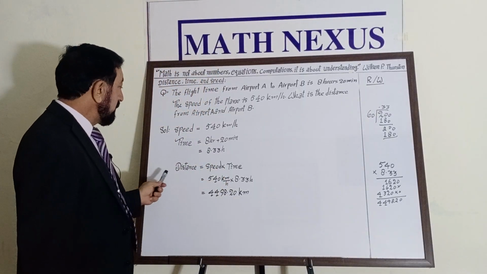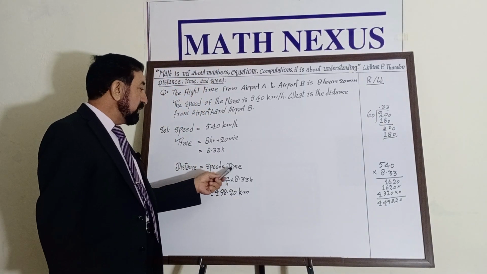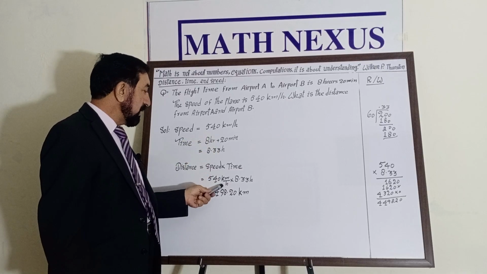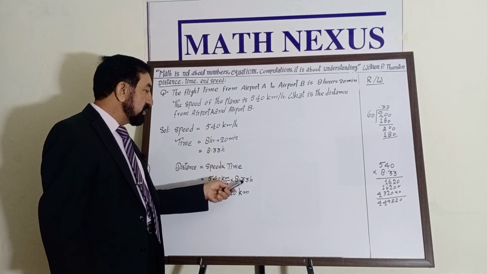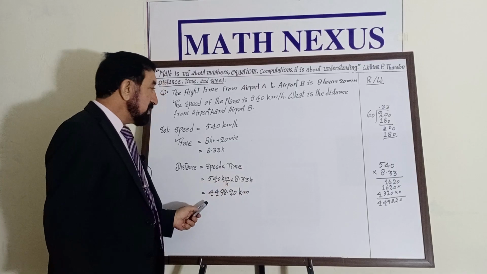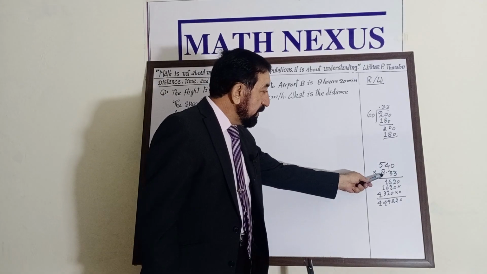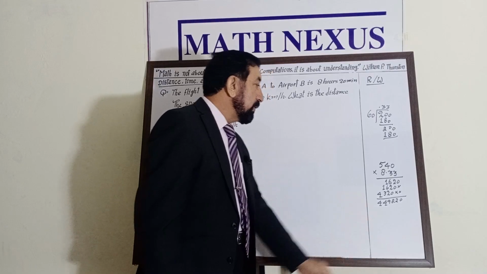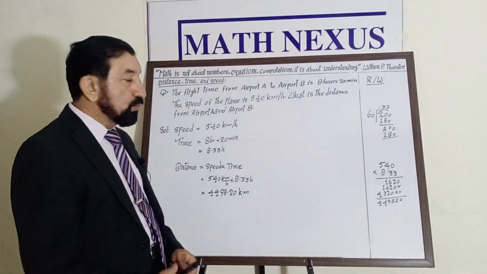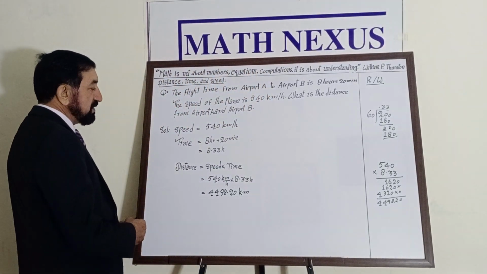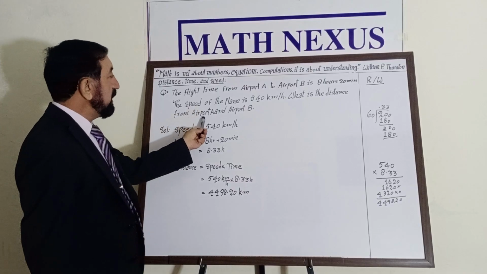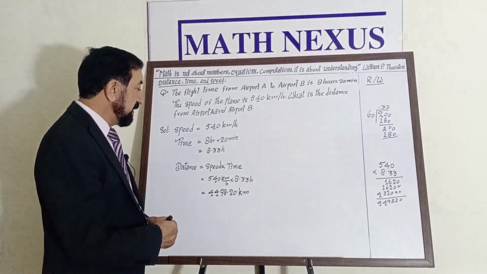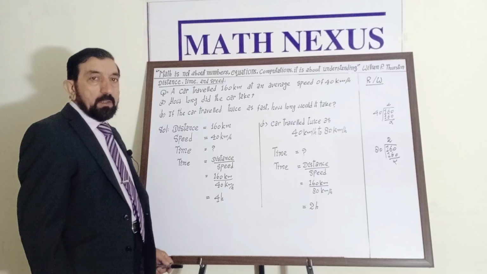As we have a formula, distance is equal to speed into time. Speed is equal to 540 km per hour into 8.33 hours. This is equal to 540 into 8.33, which is equal to 4,498.2 km. This is the distance from airport A to airport B.